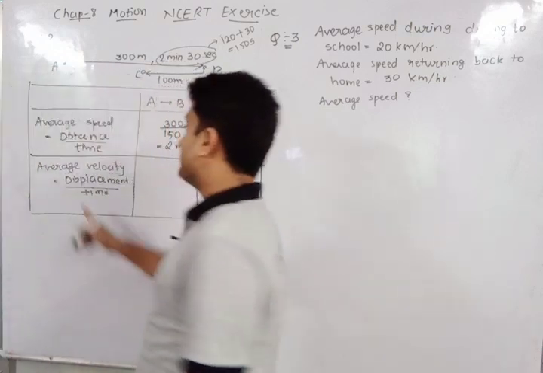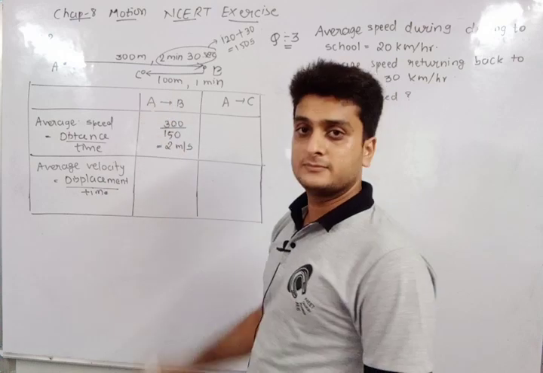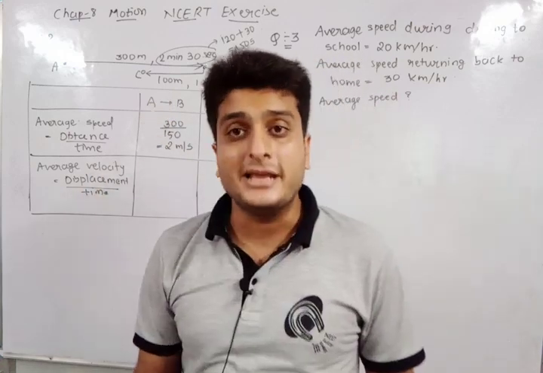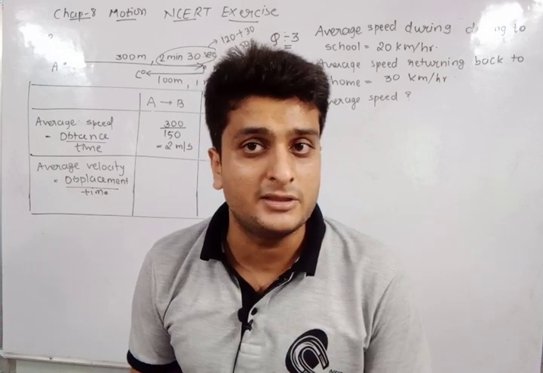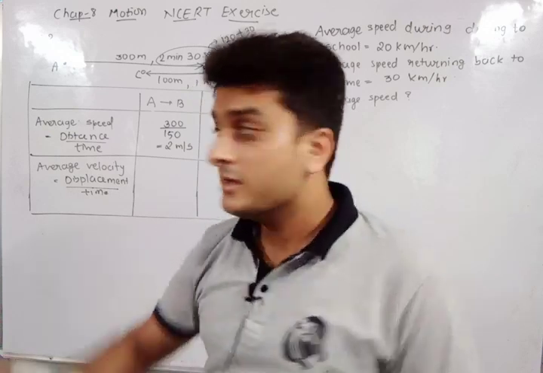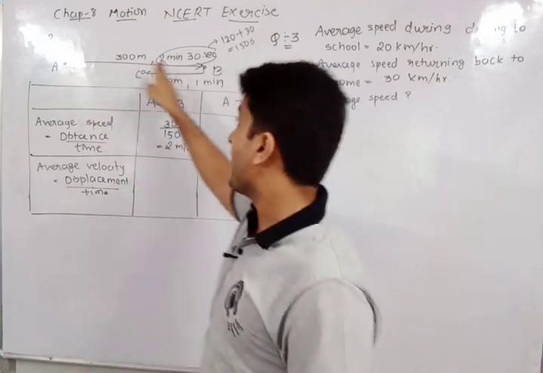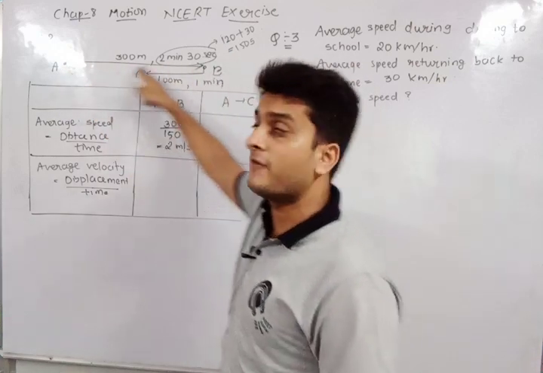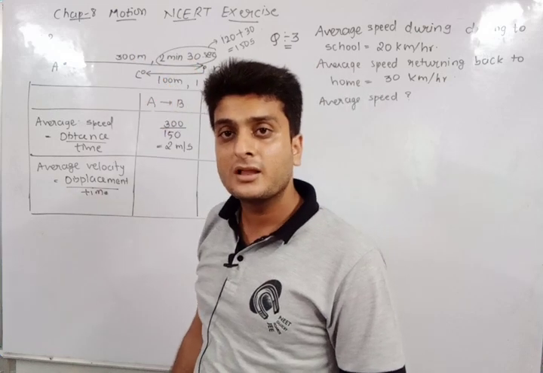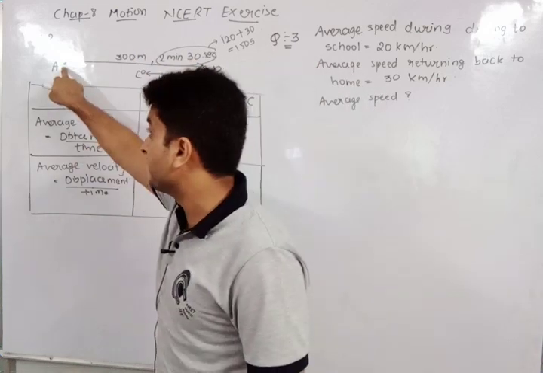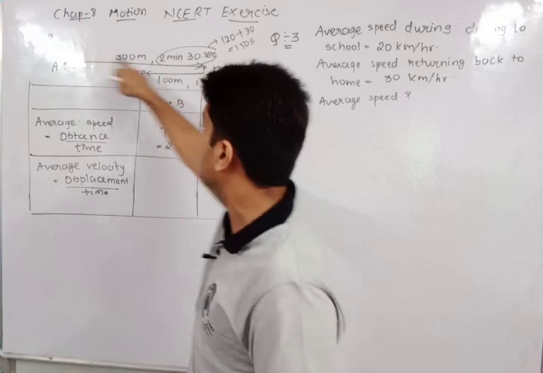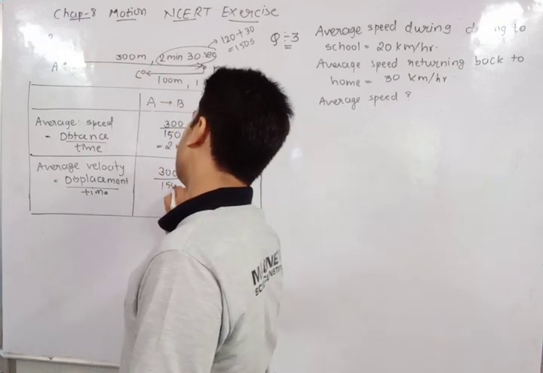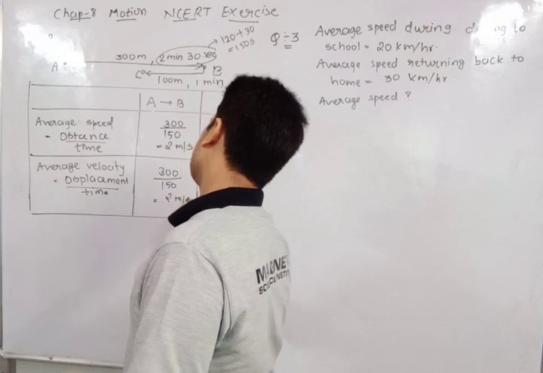Okay, now let's find the average velocity for A to B. For average velocity we require displacement. Displacement is the straight line distance between the initial and final point. Initial point is A, final point is B, and the straight line distance between them is also 300. So the displacement is also 300 and time is also the same, 150. This is 2 meter per second.